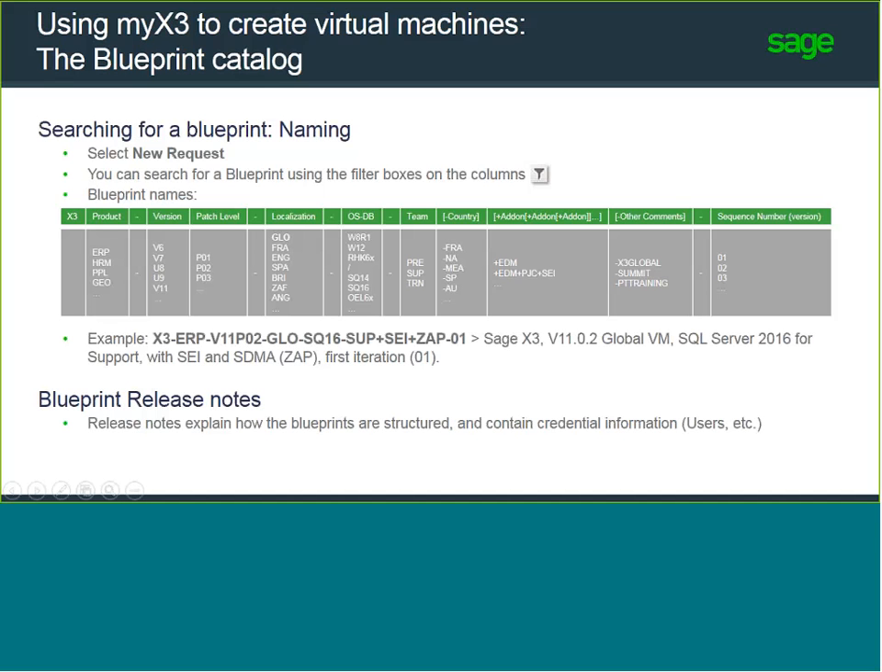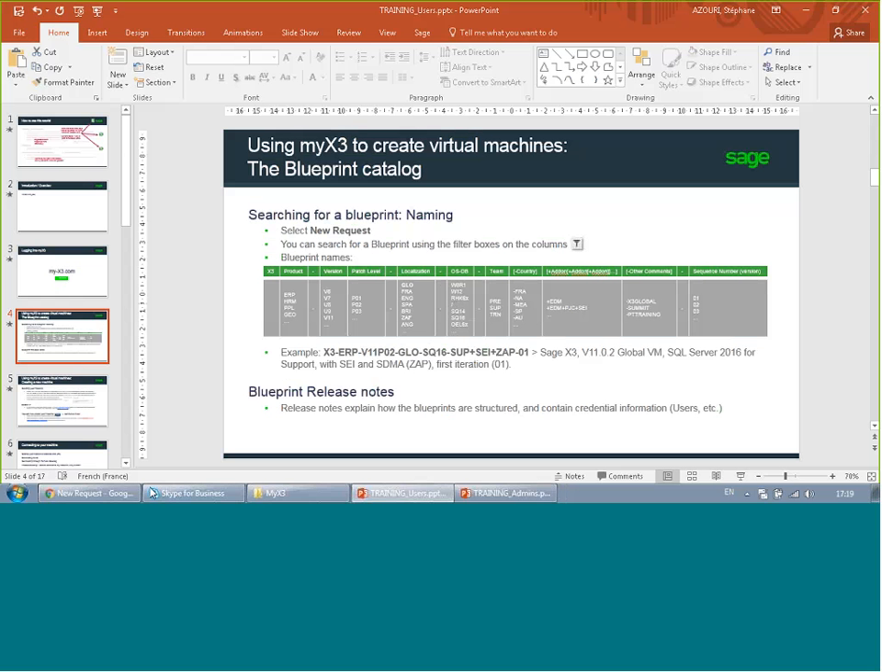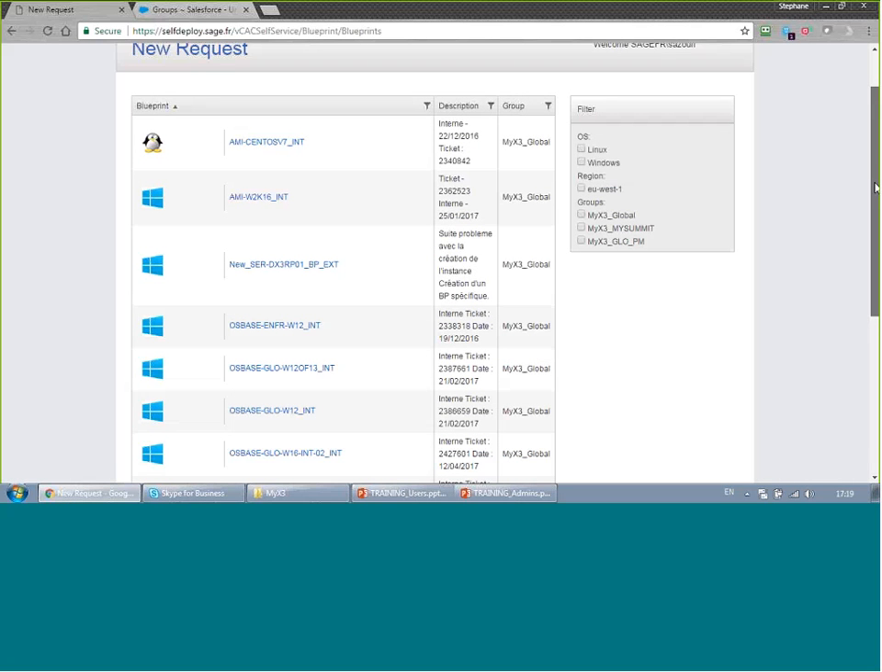Then you have the country, if applicable. Then you have all the additional add-ons and OEMs that can be included in the machine. If there are any, you'll have a plus EDM, plus PJC, plus SEI, and so on. And then you have other stuff that might indicate if the machine has a specific destination. What we're going to use mostly is version, patch, and maybe localization. So let's try that. Let's illustrate that. Any question until now?